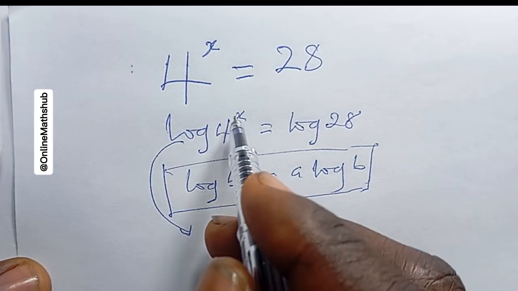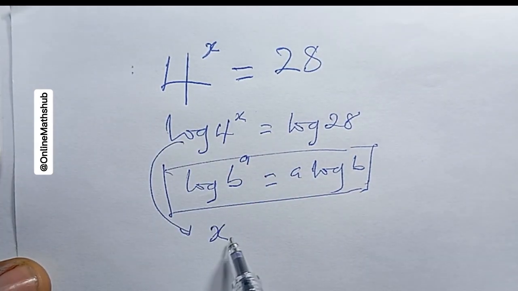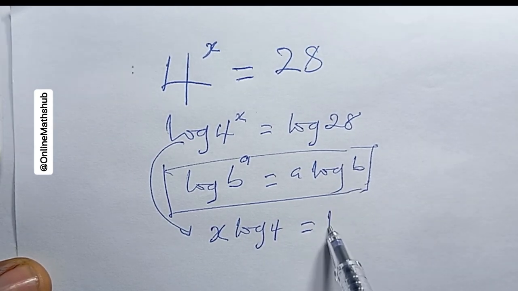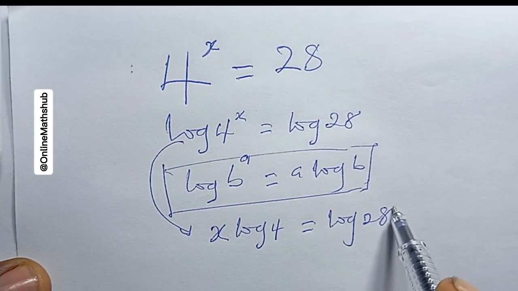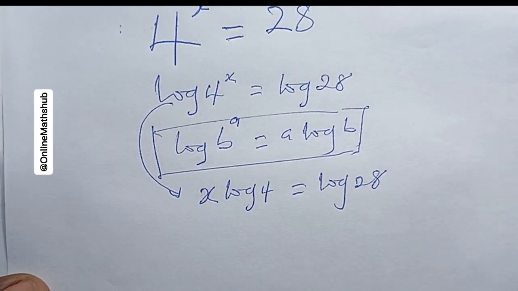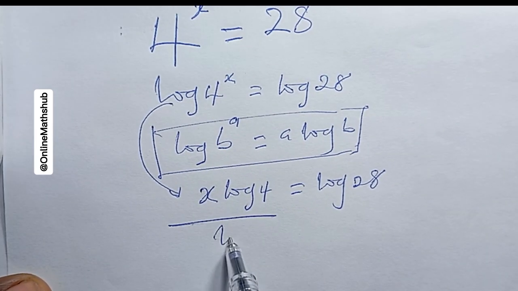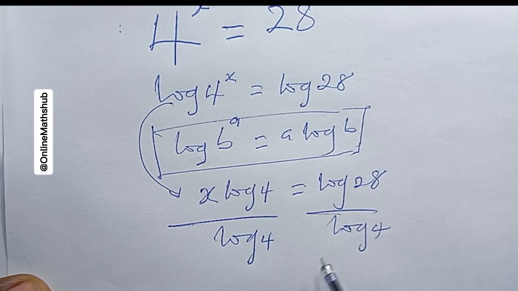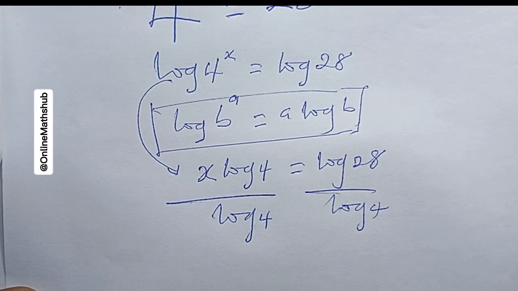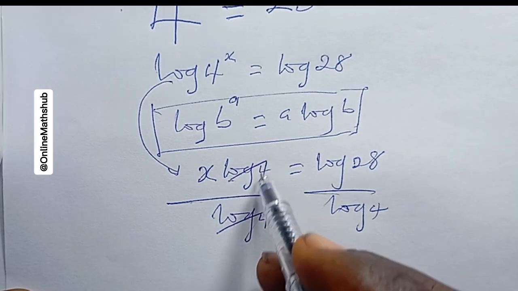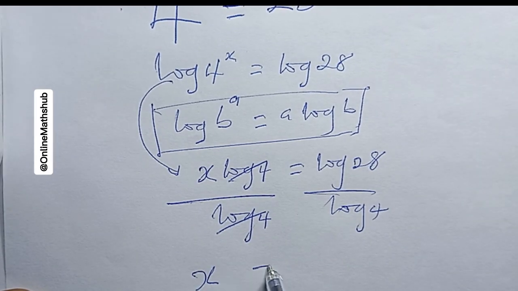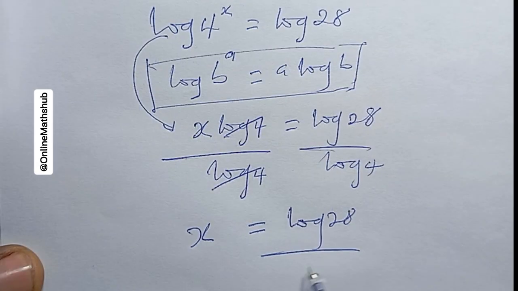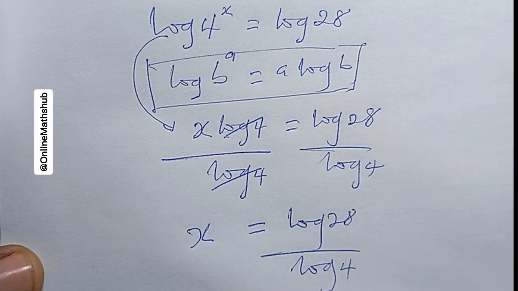So when we do that, this x comes down to multiply log 4, and of course is equal to log 28. Okay, so next we want to go ahead and divide through by log 4 so that we actually eliminate it from the left hand side. And when we do that, our x is now equal to log 28 divided by log 4.